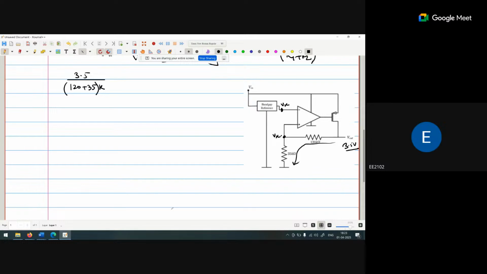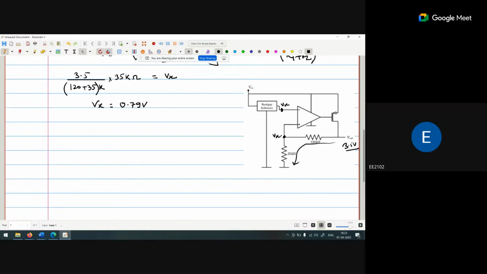Okay, and what is the voltage at the Vx point? It is the current that is flowing from this one multiplied by this resistance, so multiplied by 35k ohm is simply the Vx. So if you calculate, the Vx value is 0.79 volt. Okay, Vx voltage is 0.79 volt.